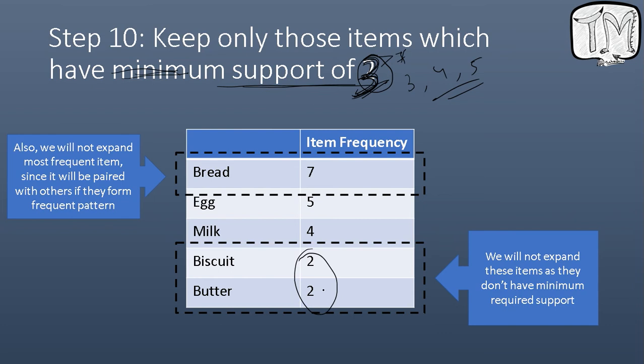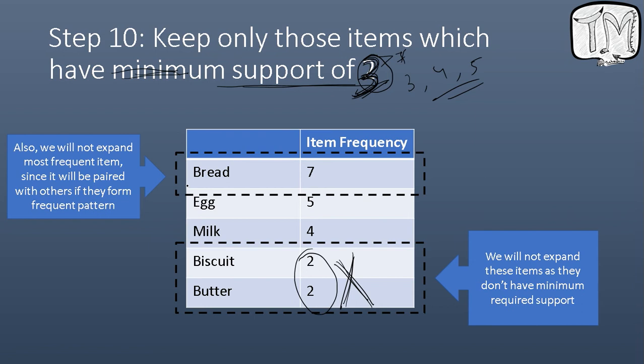So since it has only 2 support, we are not going to expand this, or we will not call these frequent item sets, and neither will we call their supersets or any set which contains either biscuit or butter a frequent item set. So in short, we are not even going to calculate them or look into these.